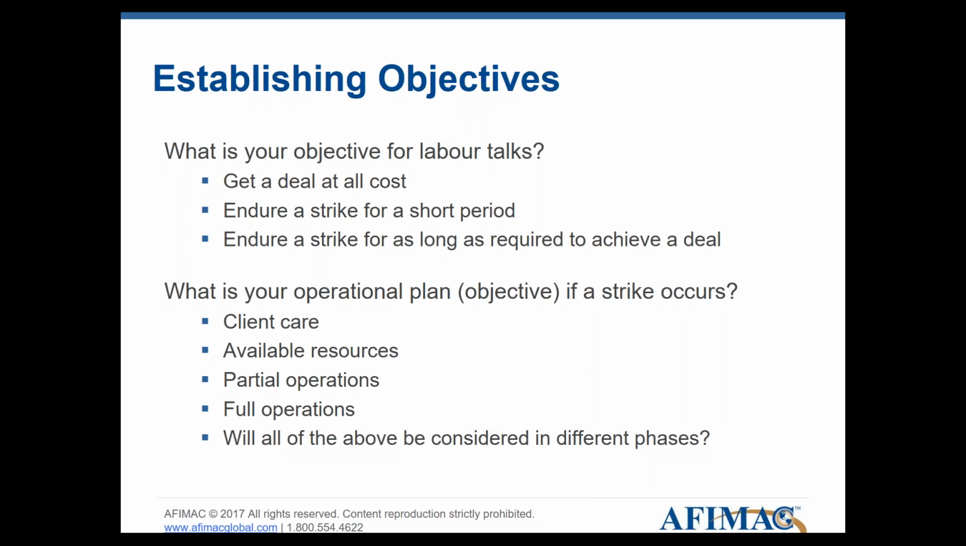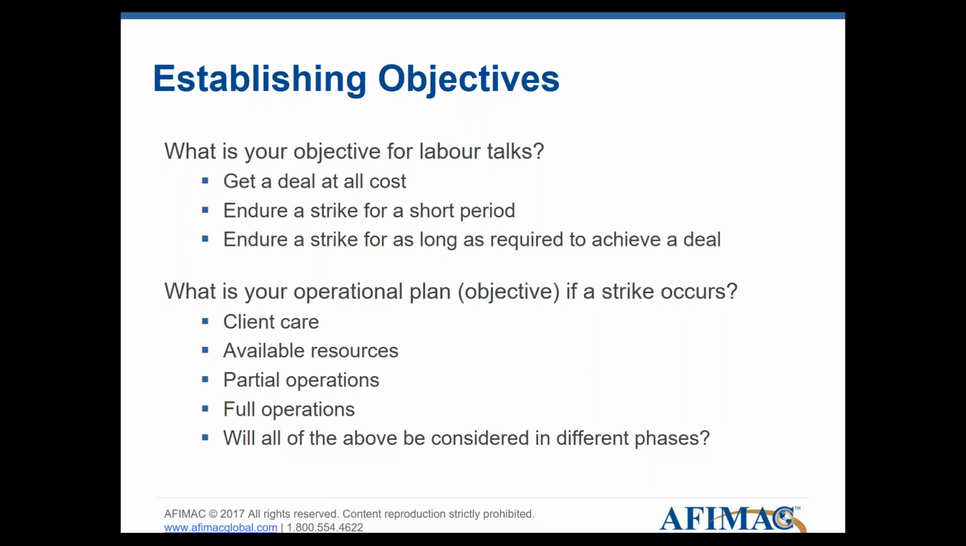On the labor talks side of things, generally what we see is: get a deal at all costs, endure a strike for a short period of time, or endure a strike for as long as is required to achieve a deal. Those three scenarios take on different objectives and may indicate how you even prepare your plan. Getting a deal at all costs may minimize your priority for planning, but sometimes that doesn't pan out and you end up in a labor disruption. So it is critical that you do plan for that.